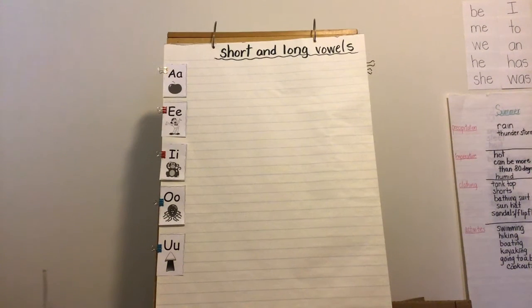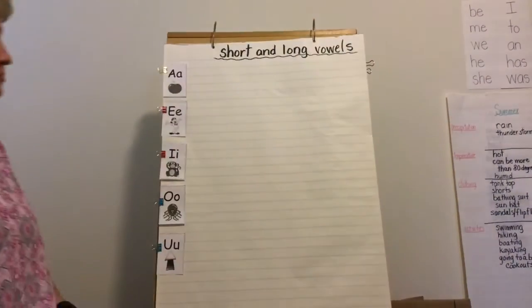Today we're going to be doing a lesson on the vowel sounds for A, E, I, O, and U. And we're going to talk about the different sounds that the vowels can make. They can either make a short vowel sound or a long vowel sound. So come join me for our lesson.